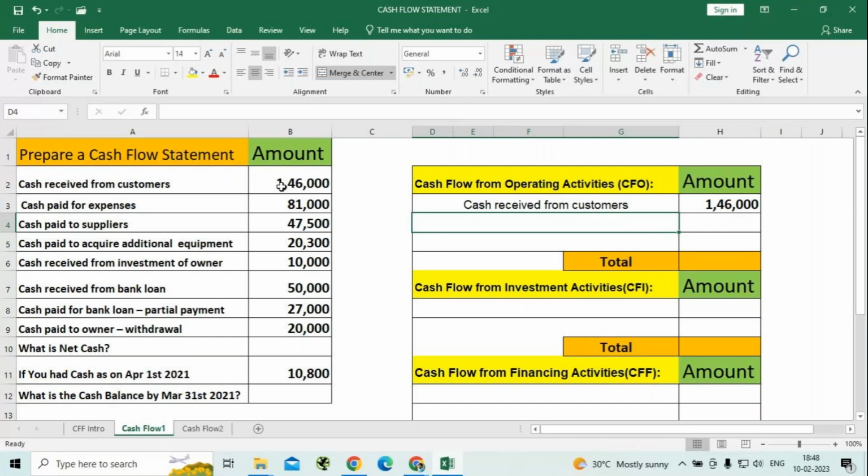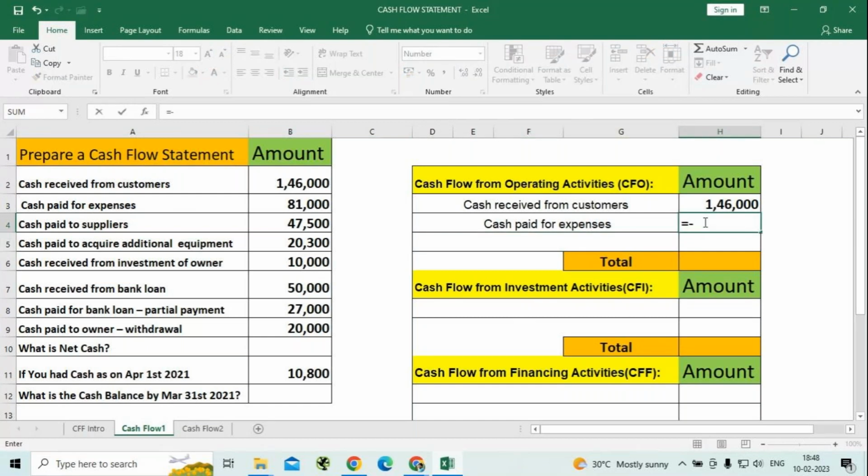So the next one is cash paid for expenses. This also is a part of operating activities, so we are going to show it in cash paid for expenses. And this value will be minus because it is going out of our hand. So we are paying, the business is paying, so for that reason.